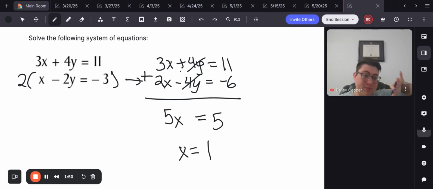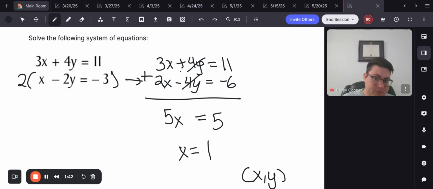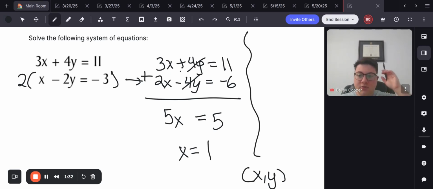However, we are not completely done solving this system of equations yet, because the answer to a system of equations is always an xy coordinate pair. Currently we have the x value. We know the x value is 1, but we don't know what the y value is yet. So let's solve for the y value. To do that, you just substitute the x value you just found back into one of the two original equations. It doesn't matter which one you choose. Let's choose the first one, 3x plus 4y equals 11.